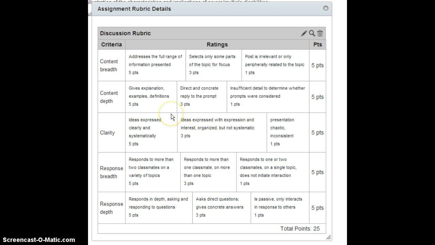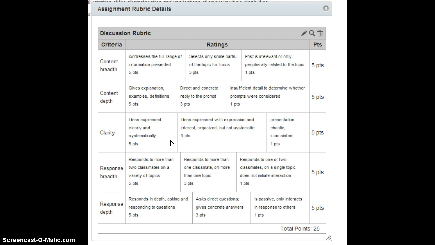For content depth, it has to do with how much detail you give. So on the parts that you did answer, did you give explanations, examples, and definitions? Then that's 5 points. If you instead were just direct and concrete, replied directly to the prompt but didn't give a whole lot of detail, then that's a 3. And if the detail that you gave is not sufficient for me to know that you understood what you were talking about, then that would be a 1.